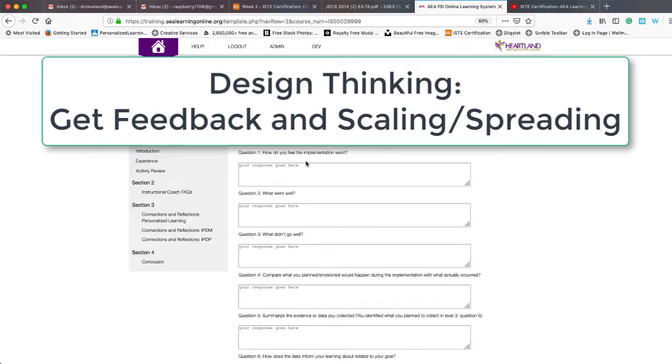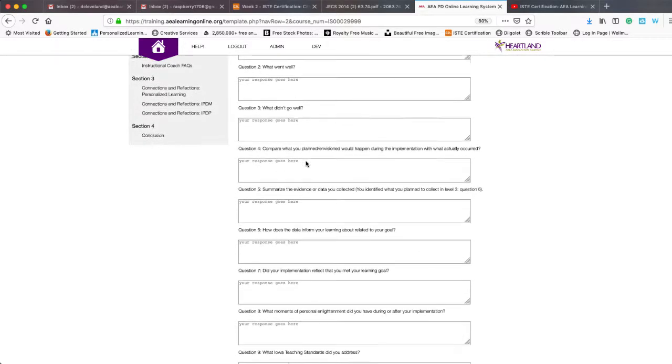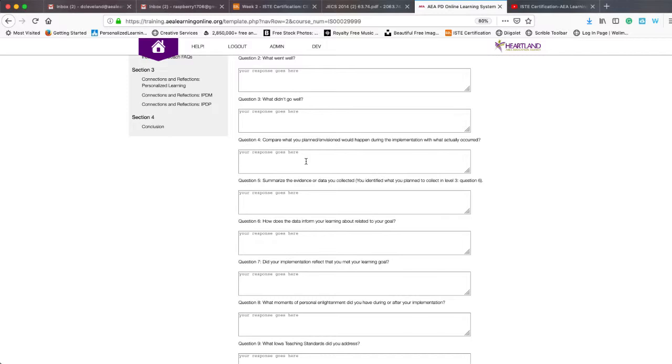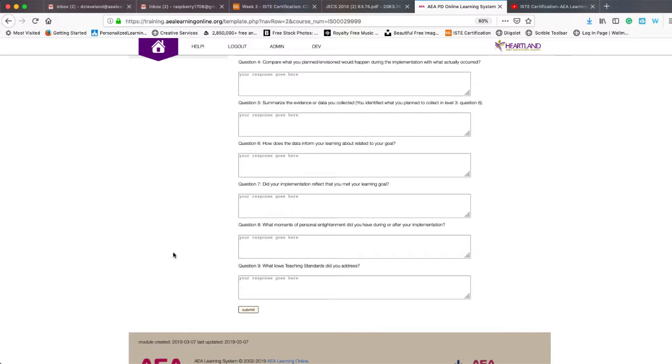In the next module, we get into reflecting, where you're talking about how you feel the implementation went, what went well, what didn't go well, comparing what you planned to what you envisioned, and summarizing the evidence of data of student learning. How does your data inform your learning about the goal that you set in the first module? What moments of personal enlightenment did you have? And of course, in Iowa, we want to bring it back to what Iowa teaching standards did you address. In this case, this is a personal reflection and feedback, but I think there are definitely opportunities to work with instructional coaches or peers to also get some feedback about that implementation.